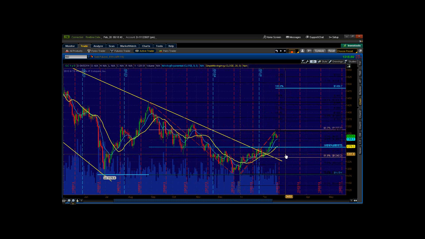So this pattern still remains a possibility. It would be natural for it to come back down and test these lower levels. You just don't want to see it break back inside this trend line. If it holds above that, these descending broadening wedges are big-time reversal patterns, so we should see a bigger move in gold to the upside.